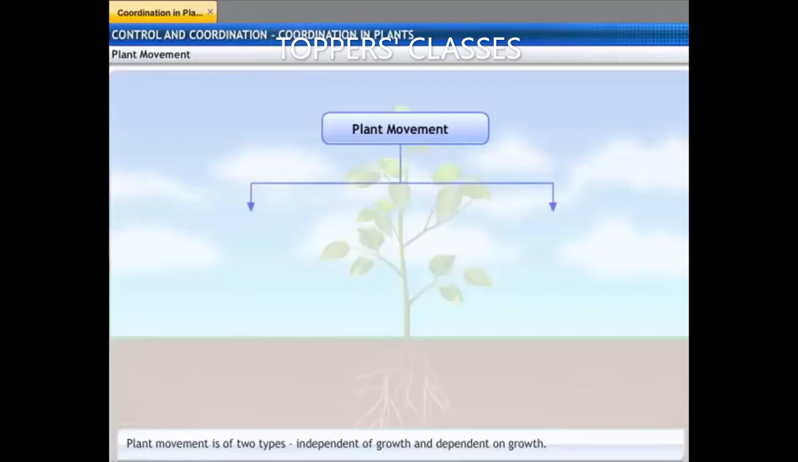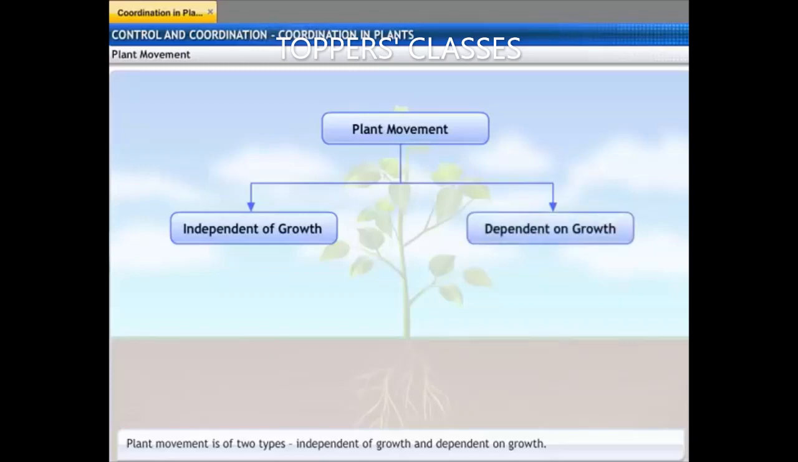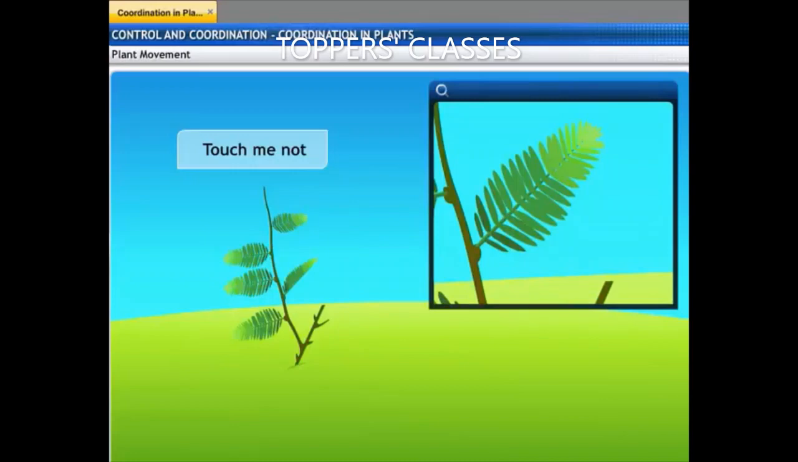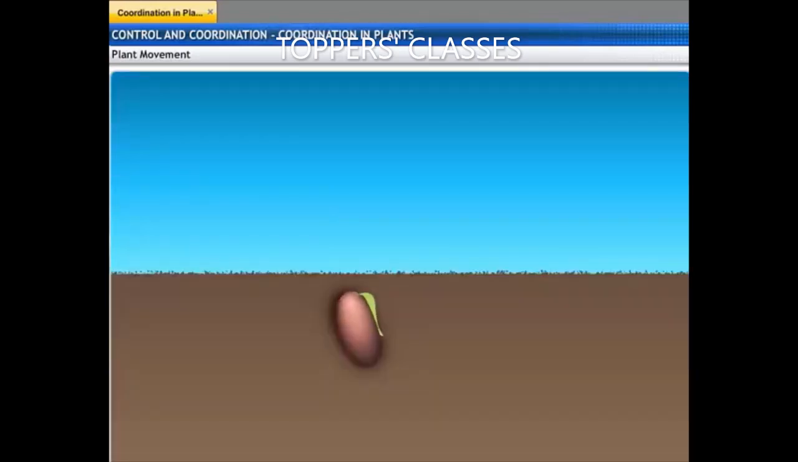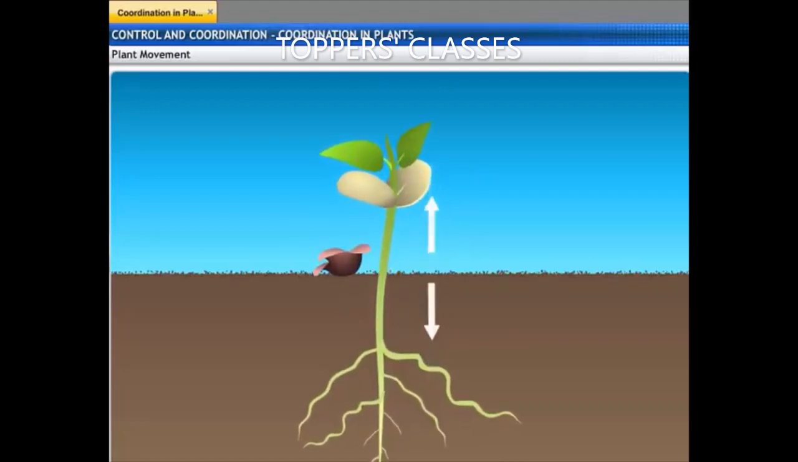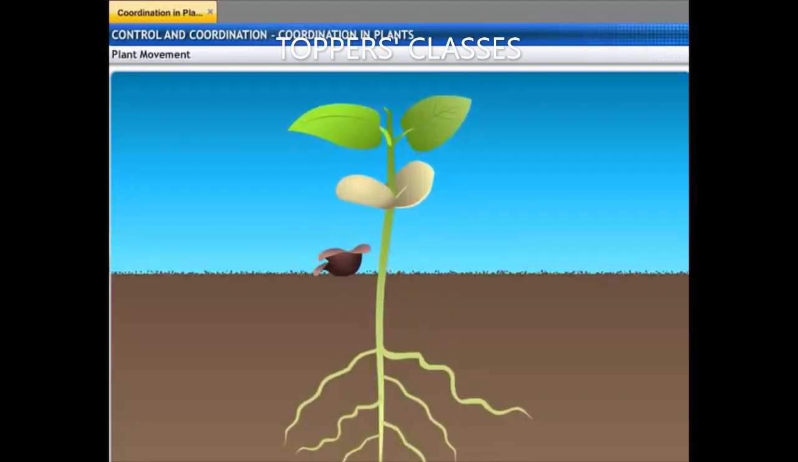Plants show two different types of movement, one independent of growth and the other dependent on growth. For example, the touch-me-not plant of the mimosa family folds up and droops when touched. The leaves of the sensitive plant move quickly in response to touch, but this movement is not associated with any growth. However, when a seed germinates, the root grows downwards while the stem grows upwards into the air. This movement of a plant is an example of growth.